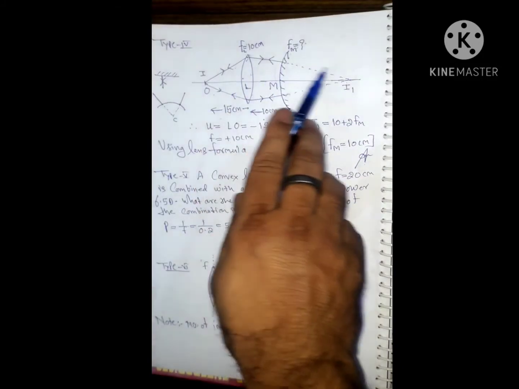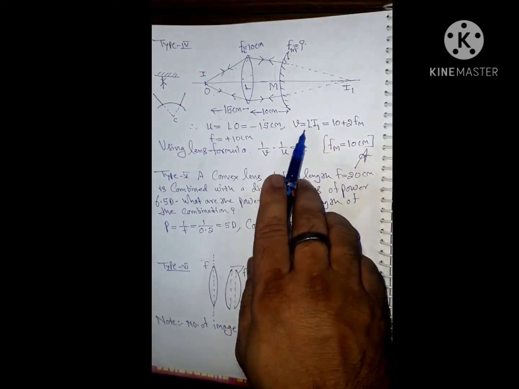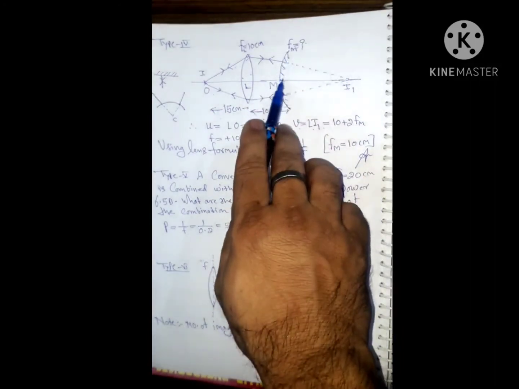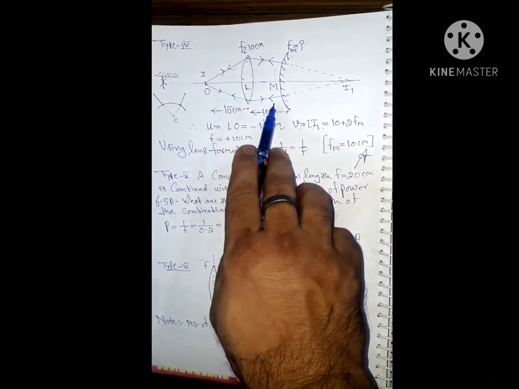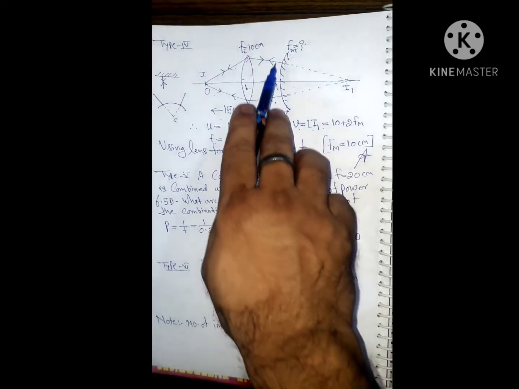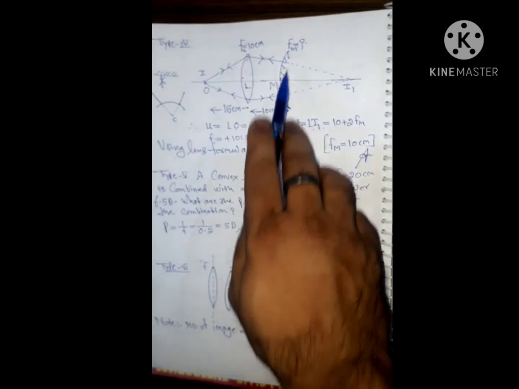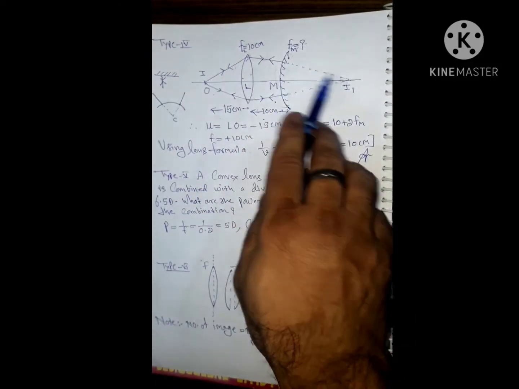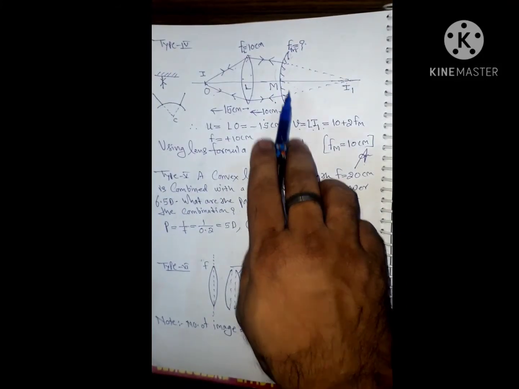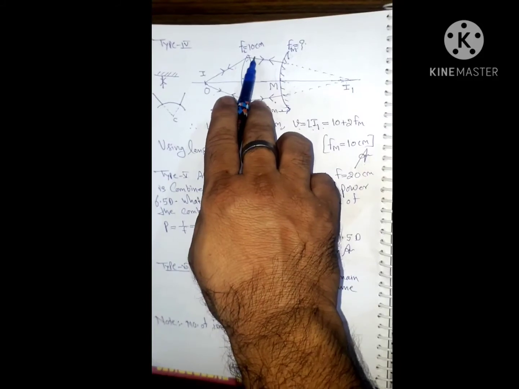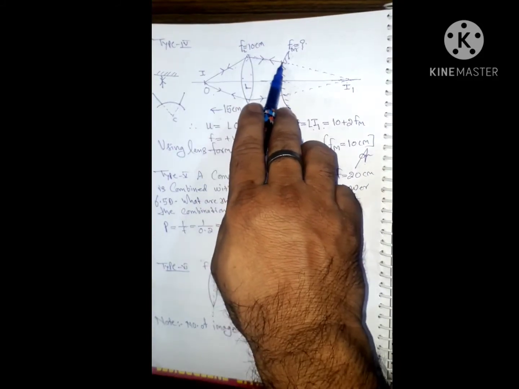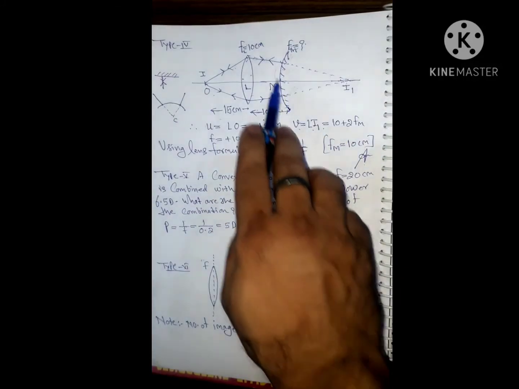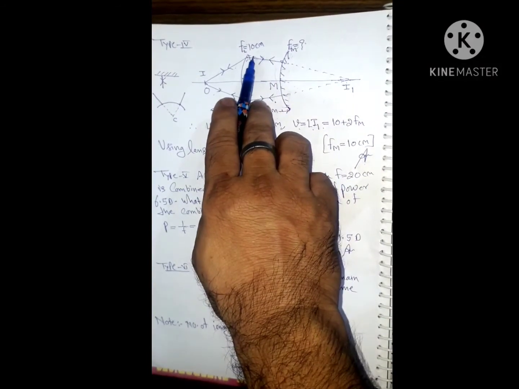Its image will form at the point I1. So V is equal to LI1. Its focal length is given as 10 centimeter. Now use the property. This is the mirror, and why is this distance the focal length of this mirror? Because the ray strikes the surface of the mirror normally and comes back, retracing the same path.